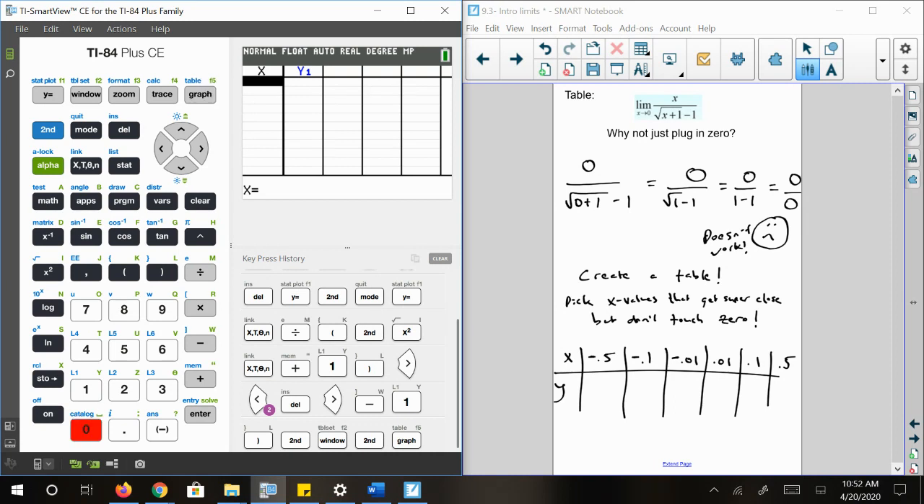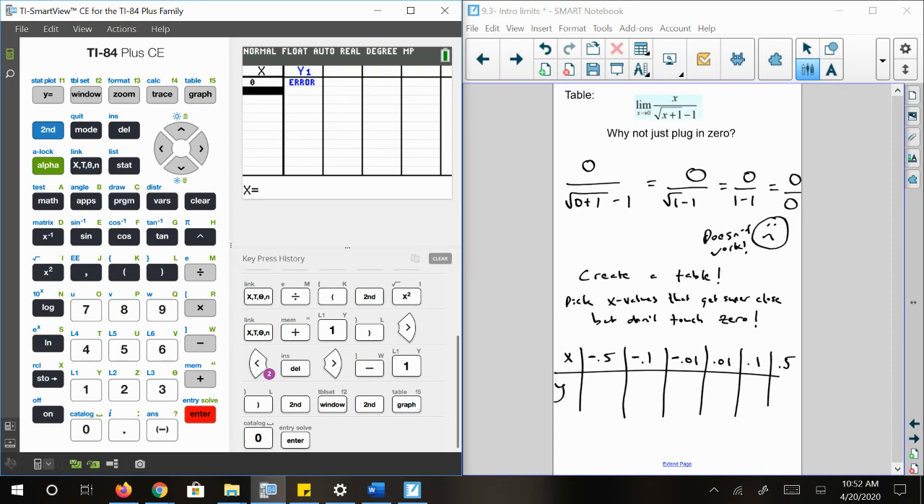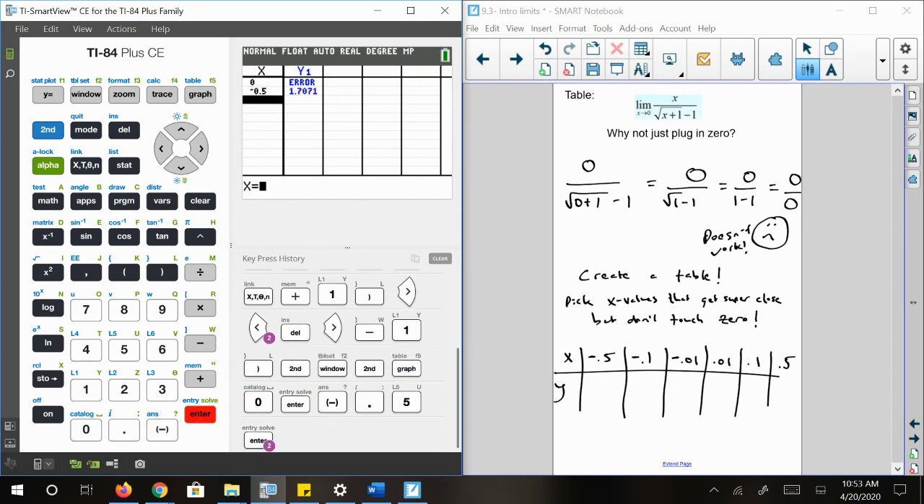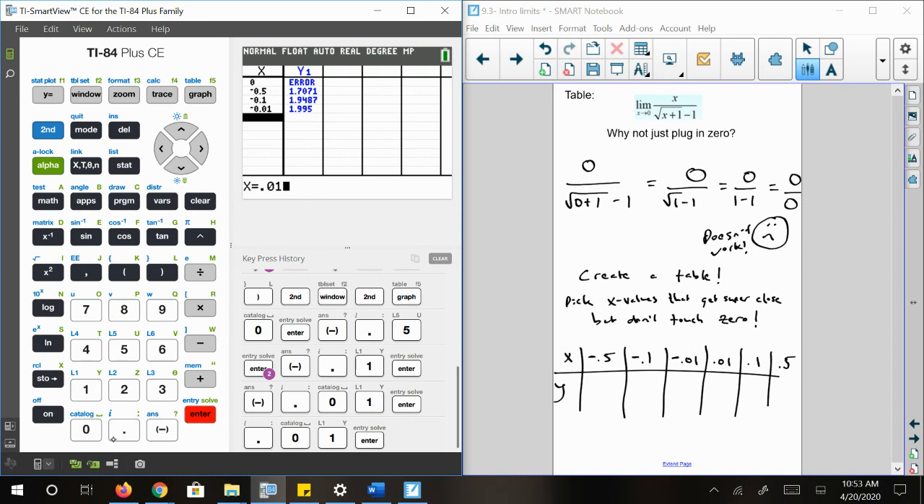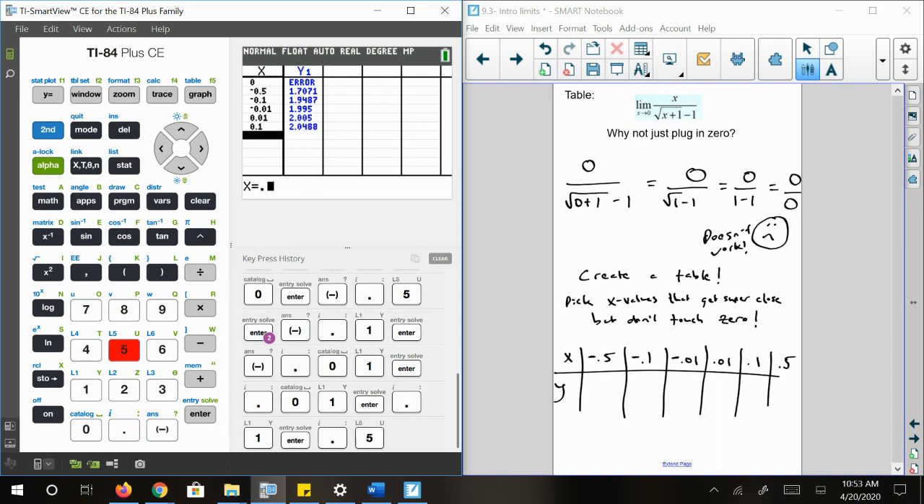So for example, if I try to plug in 0, this is giving me an error. Why? Well, it's doing the exact same calculation that we're doing right here. The calculator's realizing, oh, if I try to plug in 0, I end up dividing by 0. Therefore, I have an error with that calculation. So instead of plugging in 0, let's try some of these values that we've picked. So negative 0.5, let's see, negative 0.1, negative 0.01, 0.01, 0.1, and 0.5.